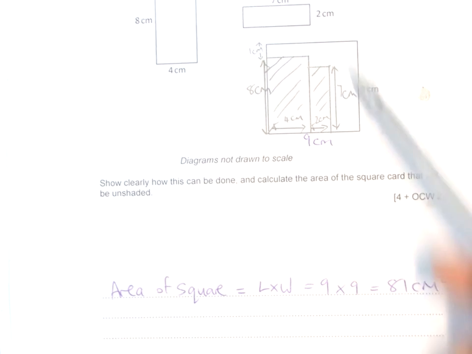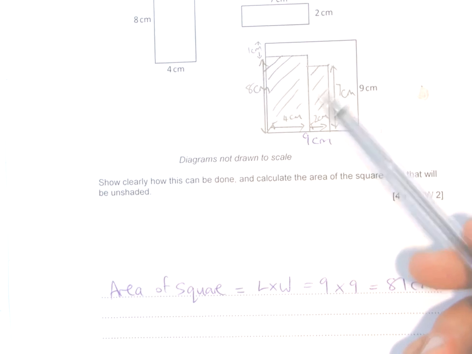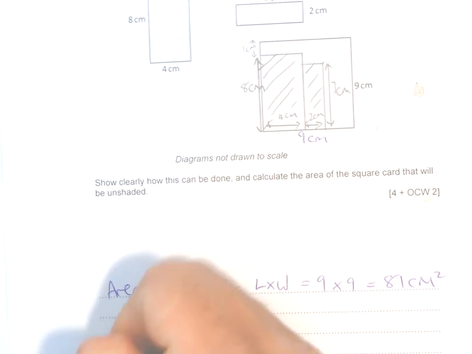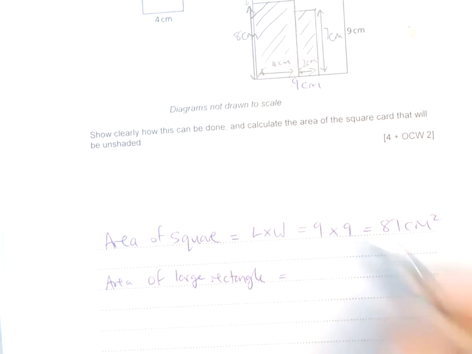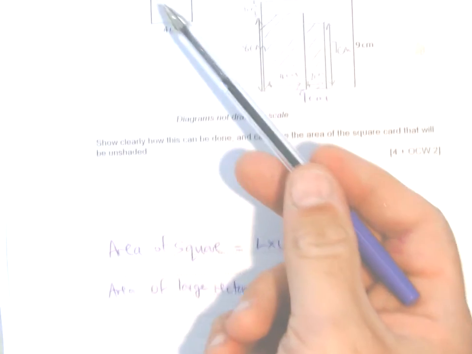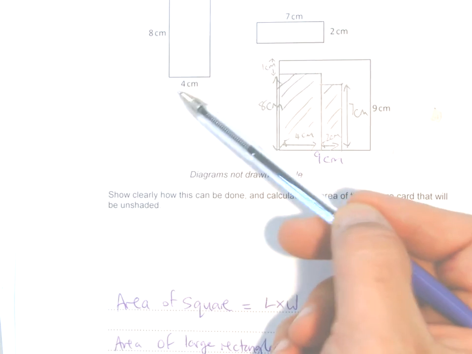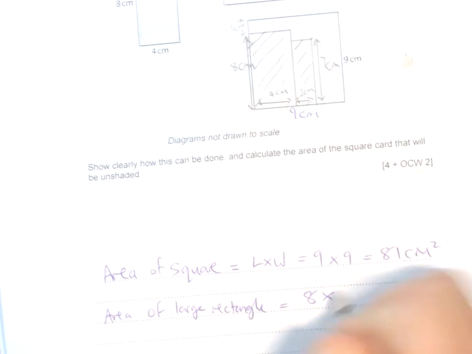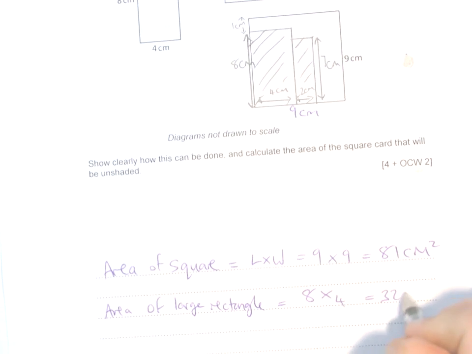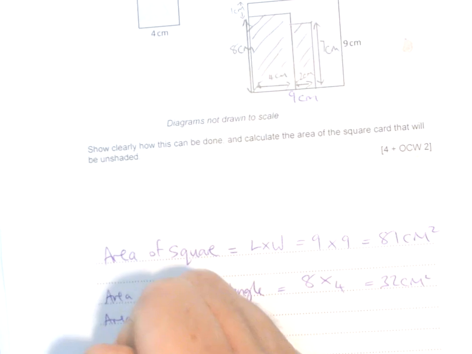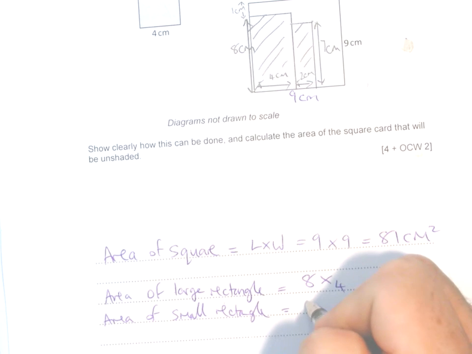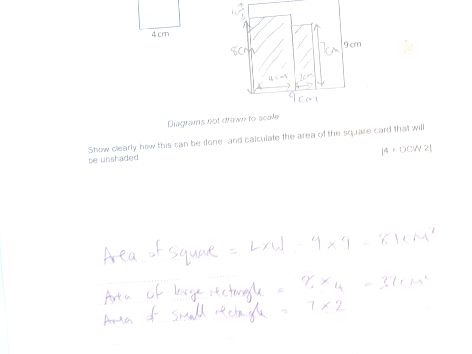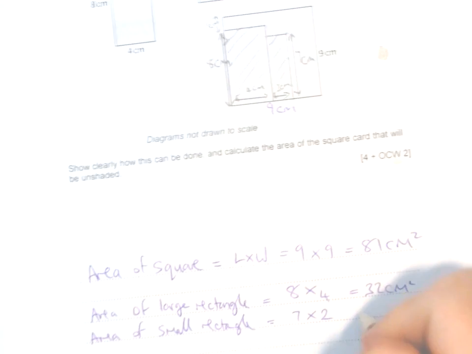Once you've worked out the area of the whole square, you work out the area of each of these rectangles. So the area of the large rectangle: if you look at the top, the length of that is 8, the width is 4. So it will be 8 times 4, which is 32 centimetres squared. And then the area of the small rectangle, which is 7 times 2, the length and the width, and that comes out to be 14.